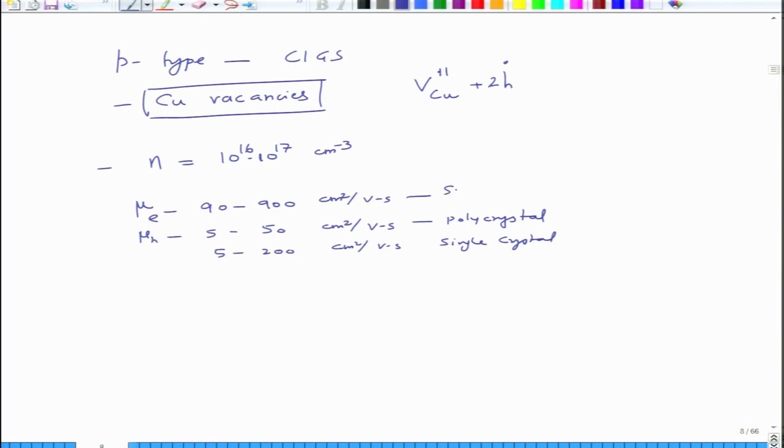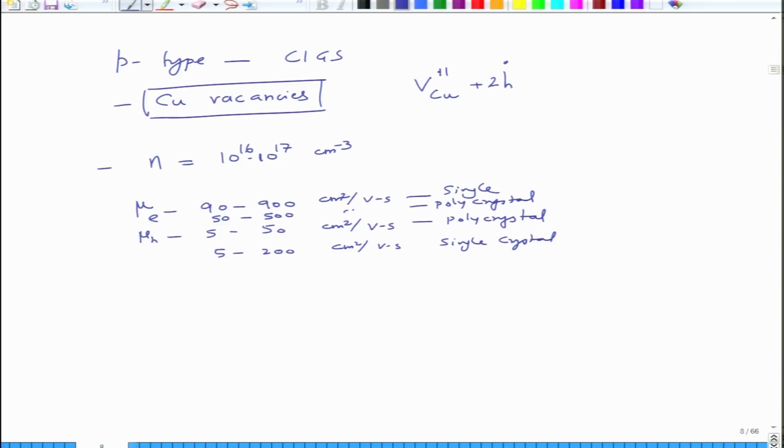This is also in single crystal. In polycrystals, these values will change to about 500 or so. So, generally 50 to 500 in polycrystal. So, these are not too bad values. They are better than, for example, the values of polycrystalline silicon. So, it is not a bad material in terms of electrical behavior.